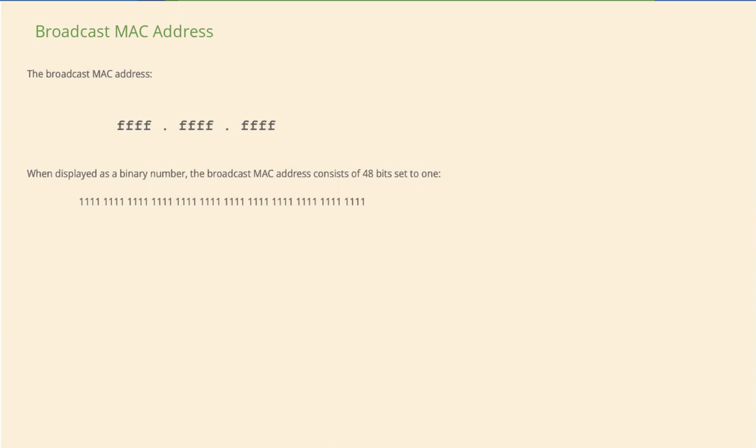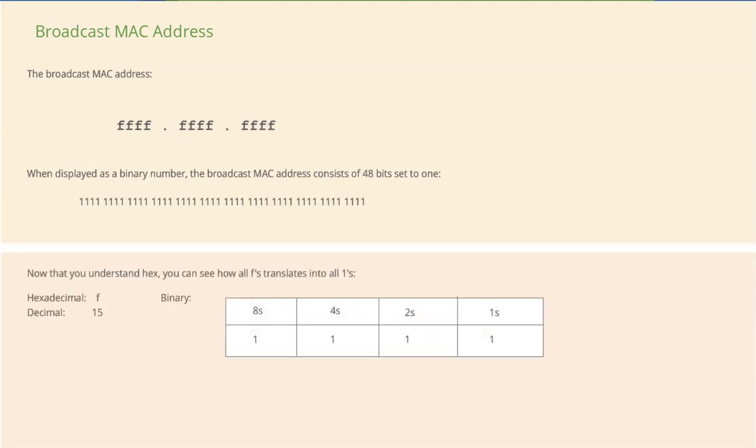If a device needs to send the same data to every device on the network, it uses a broadcast destination MAC address. The broadcast MAC address is where all 48 bits are set to 1, or an address consisting of all Fs. Now that we understand hex, we can see how all Fs translates to all 1s.